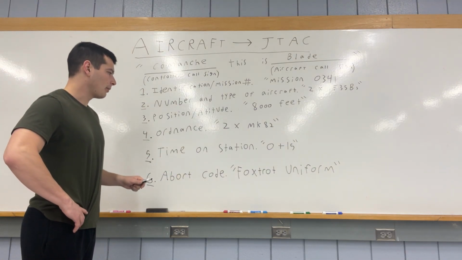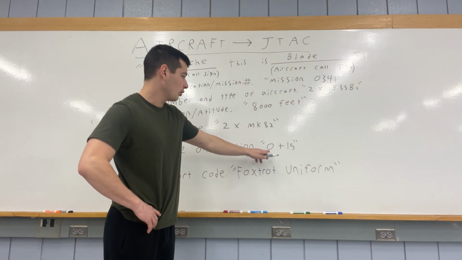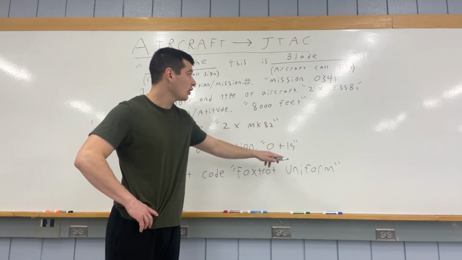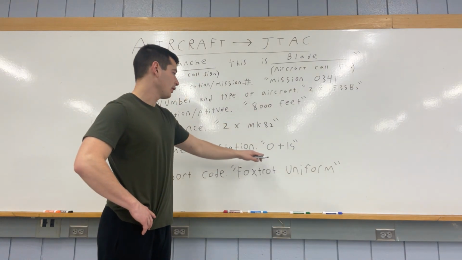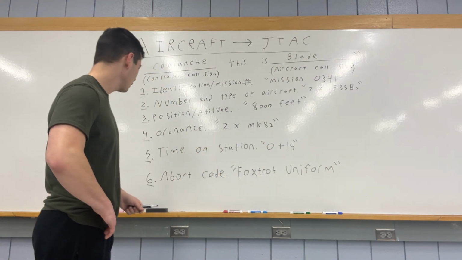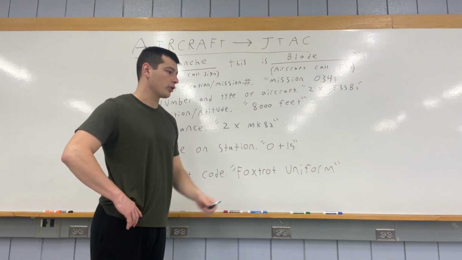Line 5 is time on station. The typical format for time on station is how many hours you have plus how many minutes you have. So in this case, we're going to imagine that our F-35s have 15 minutes on station. It would sound like time on station 0 + 15. And then line 6 is the abort code. In this case, our abort code will be Foxtrot uniform.